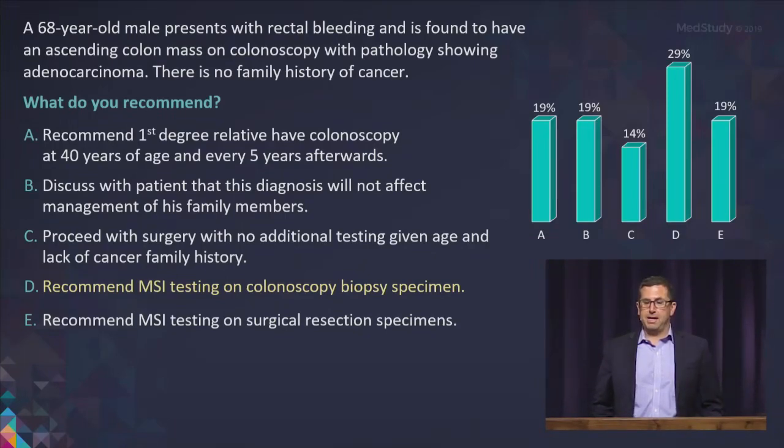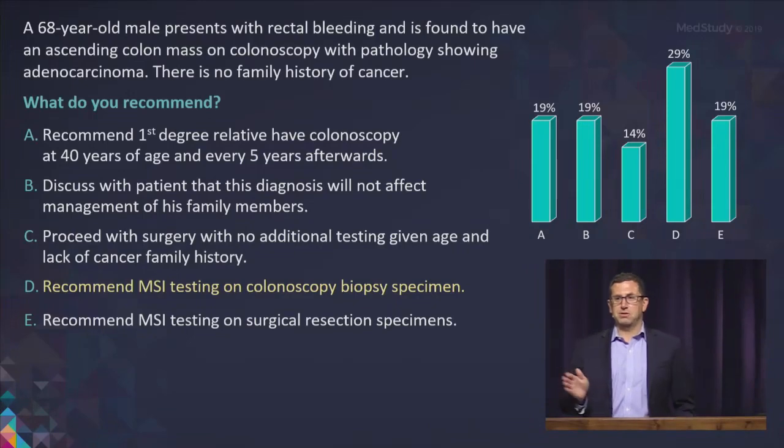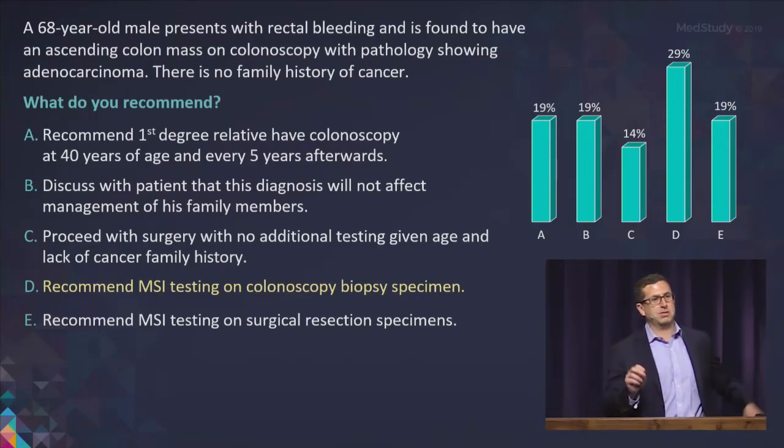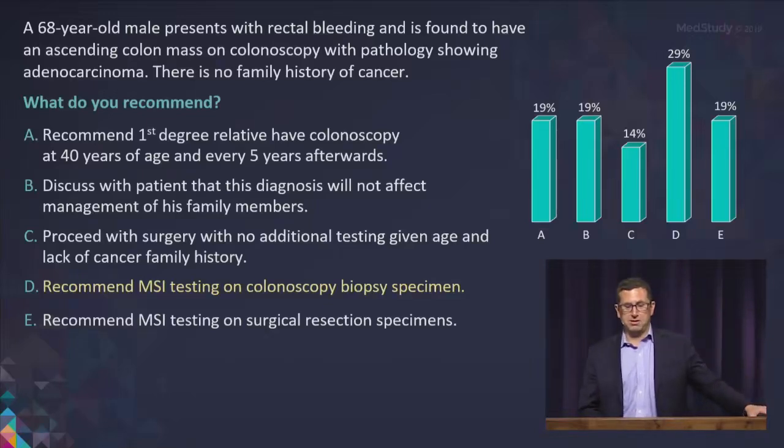So the reason that A is incorrect is because the guidelines say if somebody in your family is over 60 and they have colon cancer, the relative gets scoped at 40, but if their colonoscopy is normal, they get scoped every 10 years after that, not every 5. So it's a little tricky, but those are the US Multi-Society Task Force guidelines on colorectal cancer.